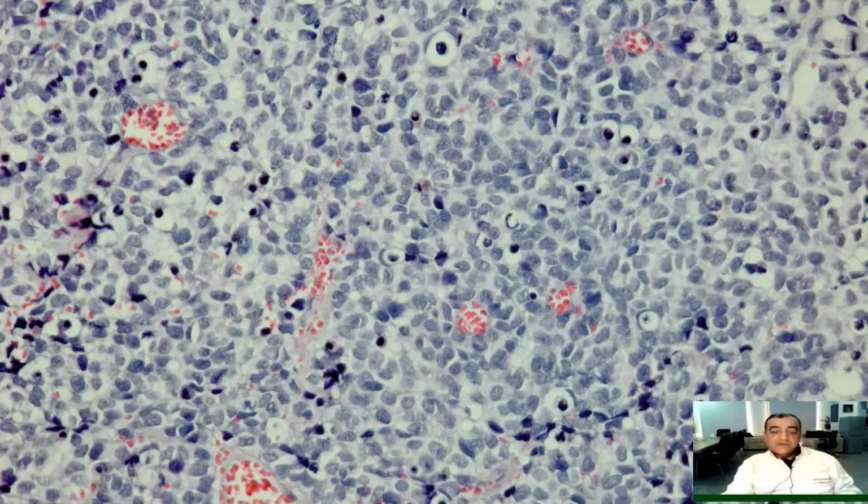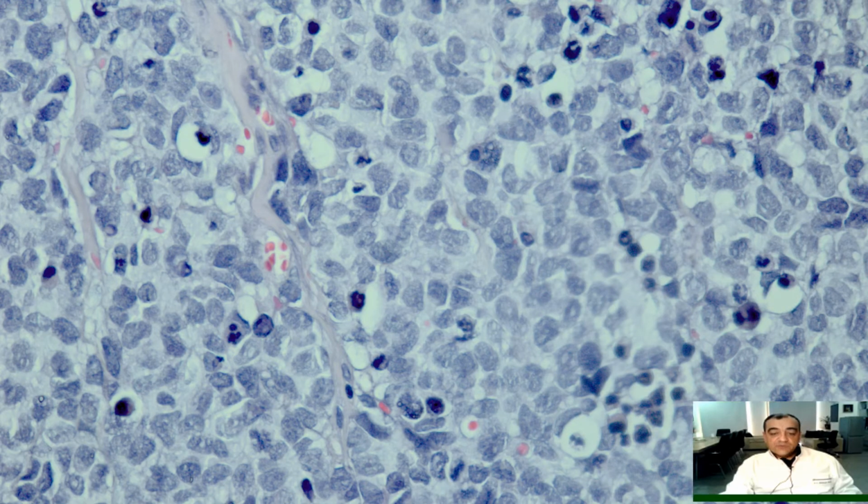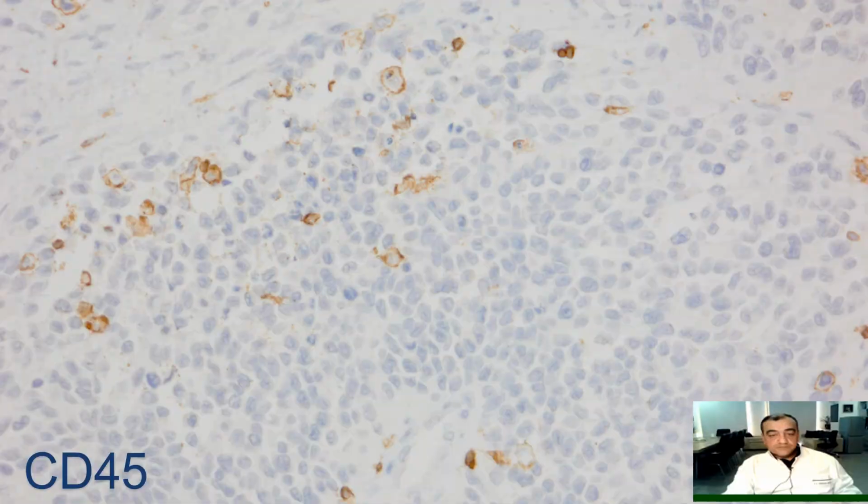And we do the immunostain, and the first line of immunostain shows that we do not deal with lymphoproliferative disease, because the tumor cells are CD45 negative, and CD45 highlights the scattered lymphoid cells within the tumor tissue.